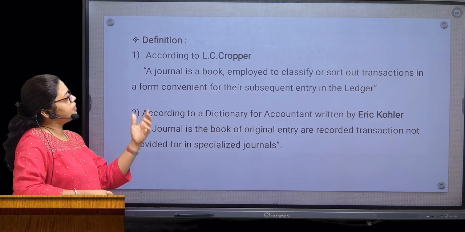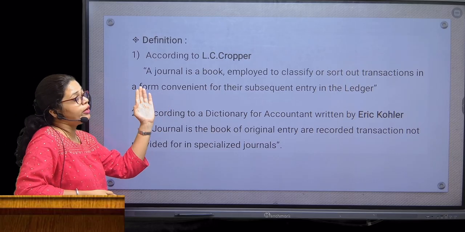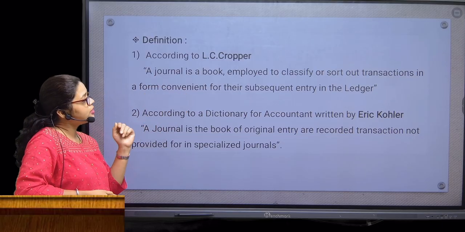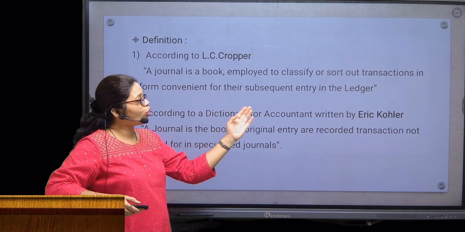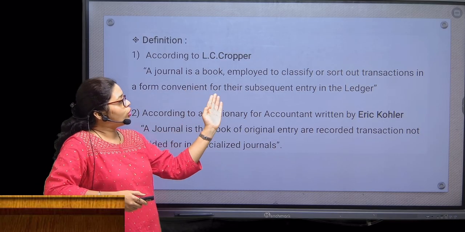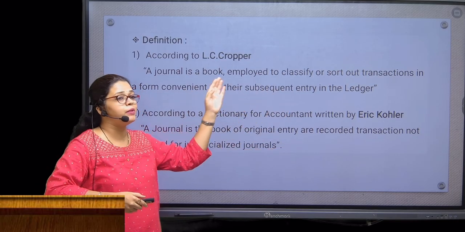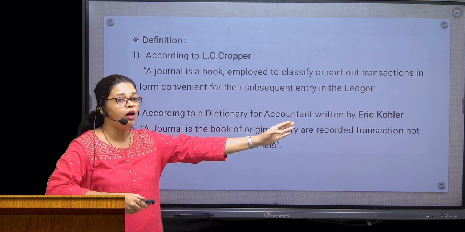Now let us see the definition of journal. The definition given according to L.C. Cooper: a journal is a book employed to classify, to sort out the transactions in a convenient form for the subsequent entry in the ledger. So ledger is the secondary book. First the primary entry is done in the journal, then we go with the ledger.